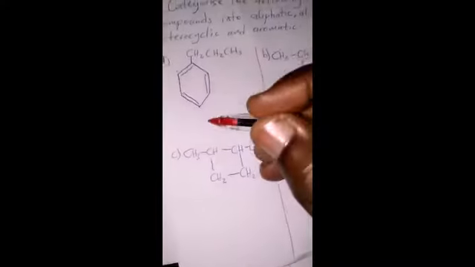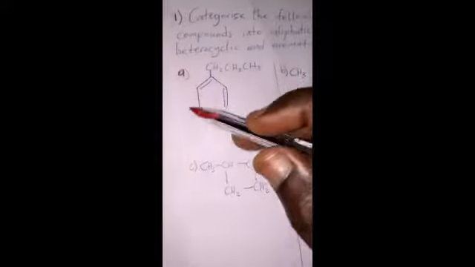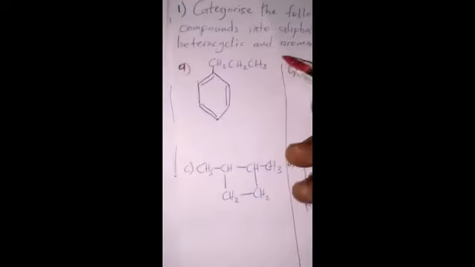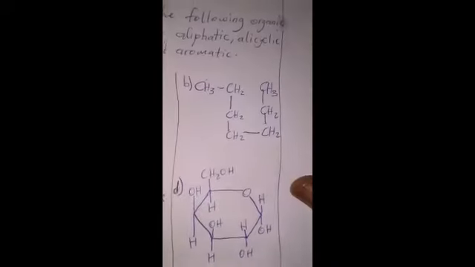So let's look at the A. When we look at the A, we have the benzene ring over here, and another one. Since it has the benzene ring, you qualify it to be an aromatic. So I'll have over here, the A over there is an aromatic compound.